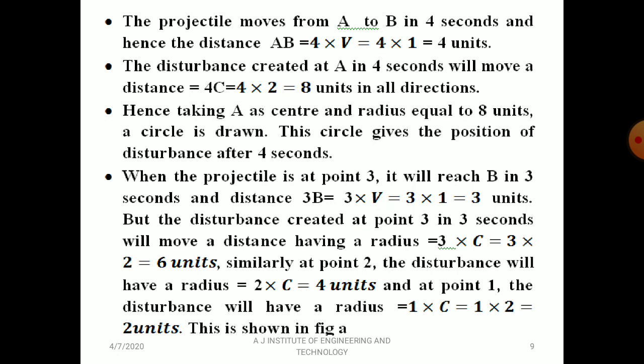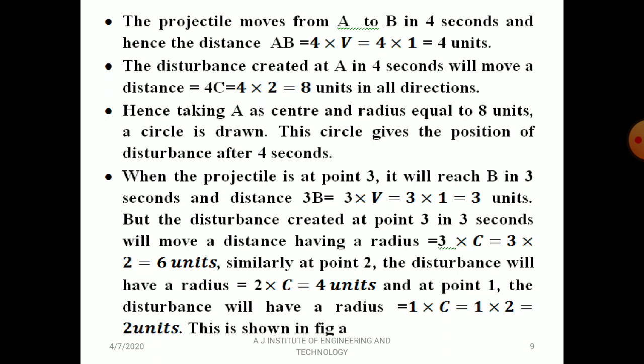The distance traveled by the sound wave is given by L equal to c into dt. We took c as 2 units, and the time interval is 4. So 4 into 2 is equal to 8 units in all directions. But you have to clearly note the difference between the distance traveled by the projectile and the distance traveled by the sound wave or disturbance.